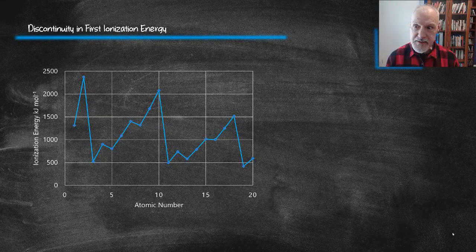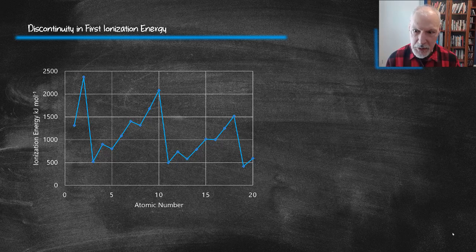This program looks at discontinuities in the first ionization energy. Below we have a graph of the first ionization energy of the first 20 elements. Let's begin by looking at a couple of general trends across a period.